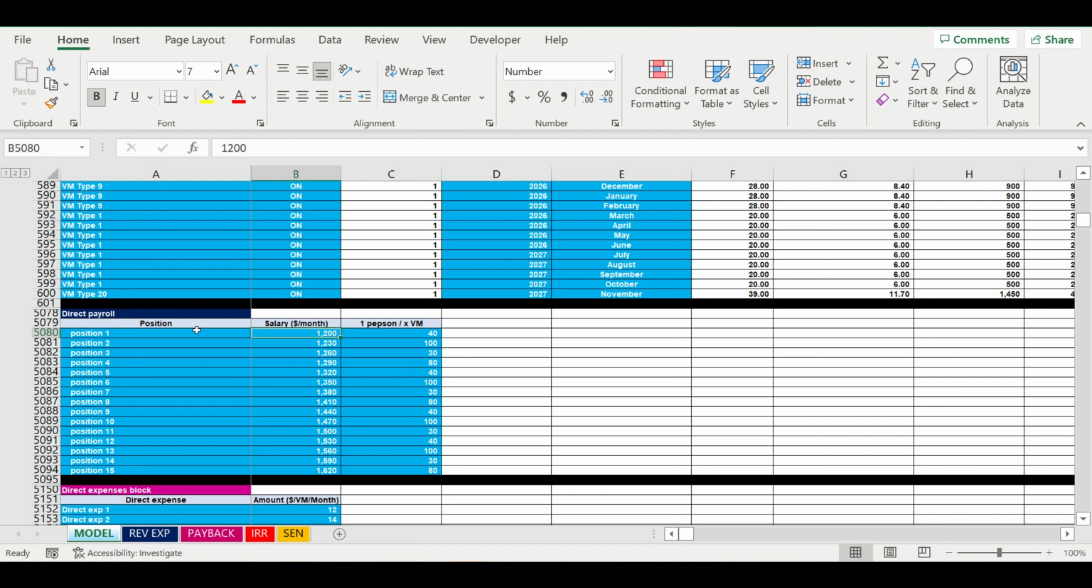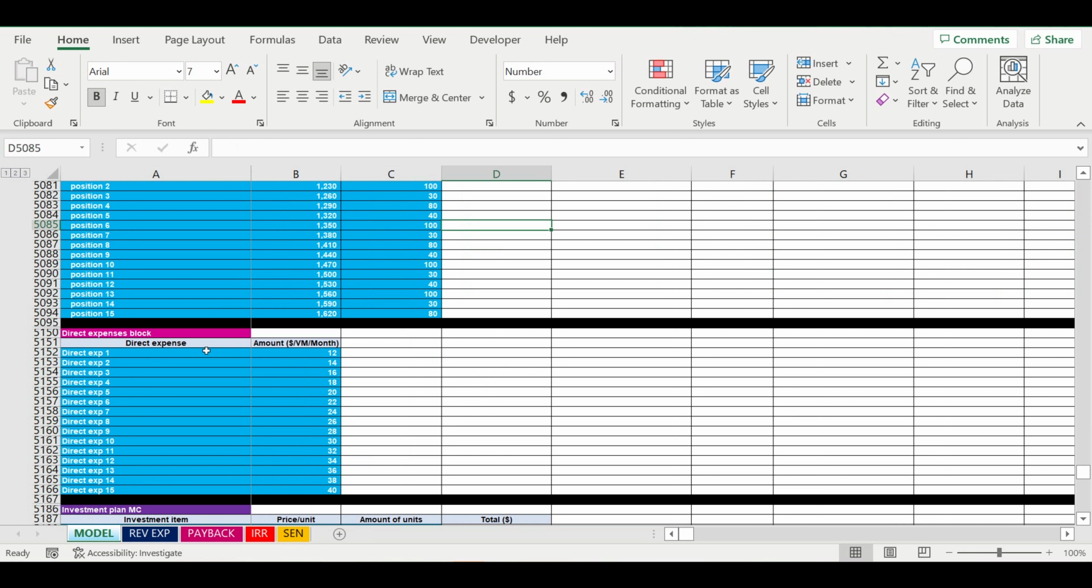So here we specify how many vending machines per one person on each position we need, and then we automatically figure out the amount of people on different positions that we need to operate all the vending machines inside our business model. Then we specify direct expenses per one vending machine in operating activity.